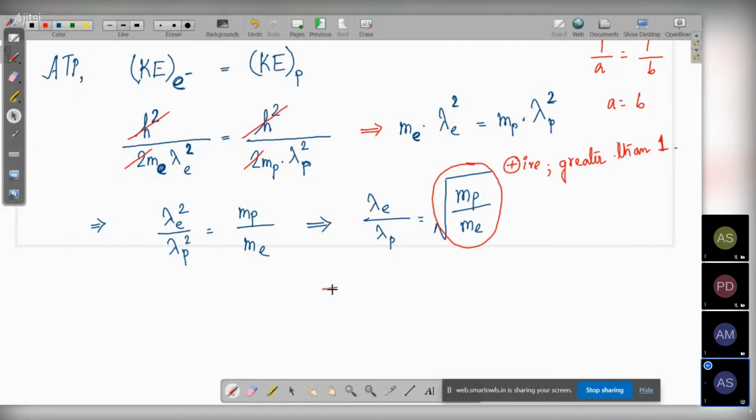So that means it can be said that the lambda of electron is also much greater than lambda of proton, because the mass of proton is greater than the mass of electron. So that's why the lambda of electron is much greater than the lambda of proton. So this is the numerical result of the question.